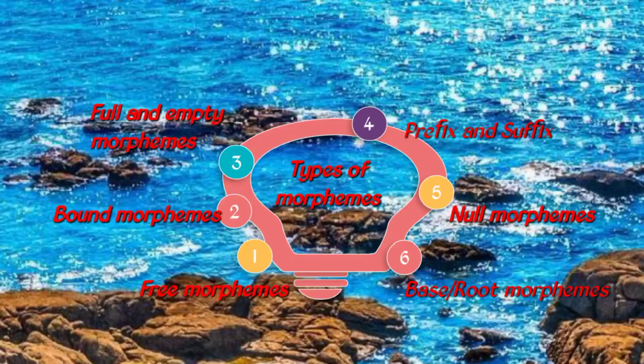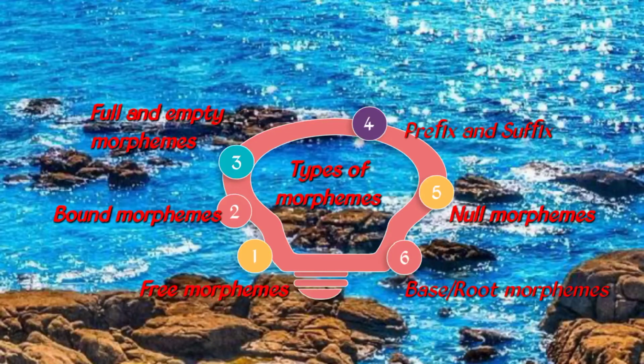We have the free morphemes. It refers to the type of morpheme that can stand on its own and make sense. The bound morpheme, the type of morpheme that cannot stand on its own and does not make sense unless it is attached to a base or root morpheme. Full and empty morpheme. Full morpheme, the type of morpheme that has meaning. Empty morpheme refers to the type of morpheme that has no meaning.